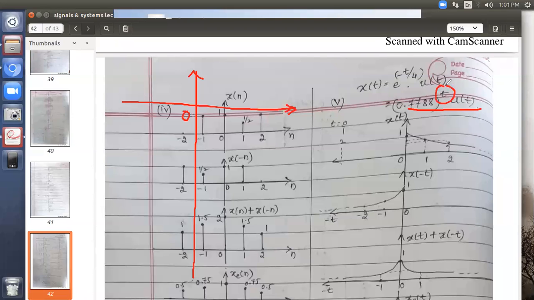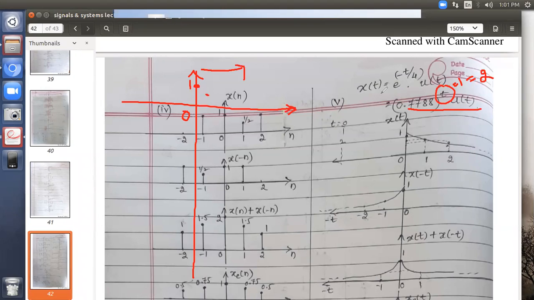Okay. Substitute t as 0. I will start with that. At time 0, I will get the amplitude 1. Now, if I substitute t is equal to 1, that is, I'm now talking about the right hand side. T equals to 1 means 0.7788 raised to 1. So, somewhere here I will get. Then put t equals to 2.